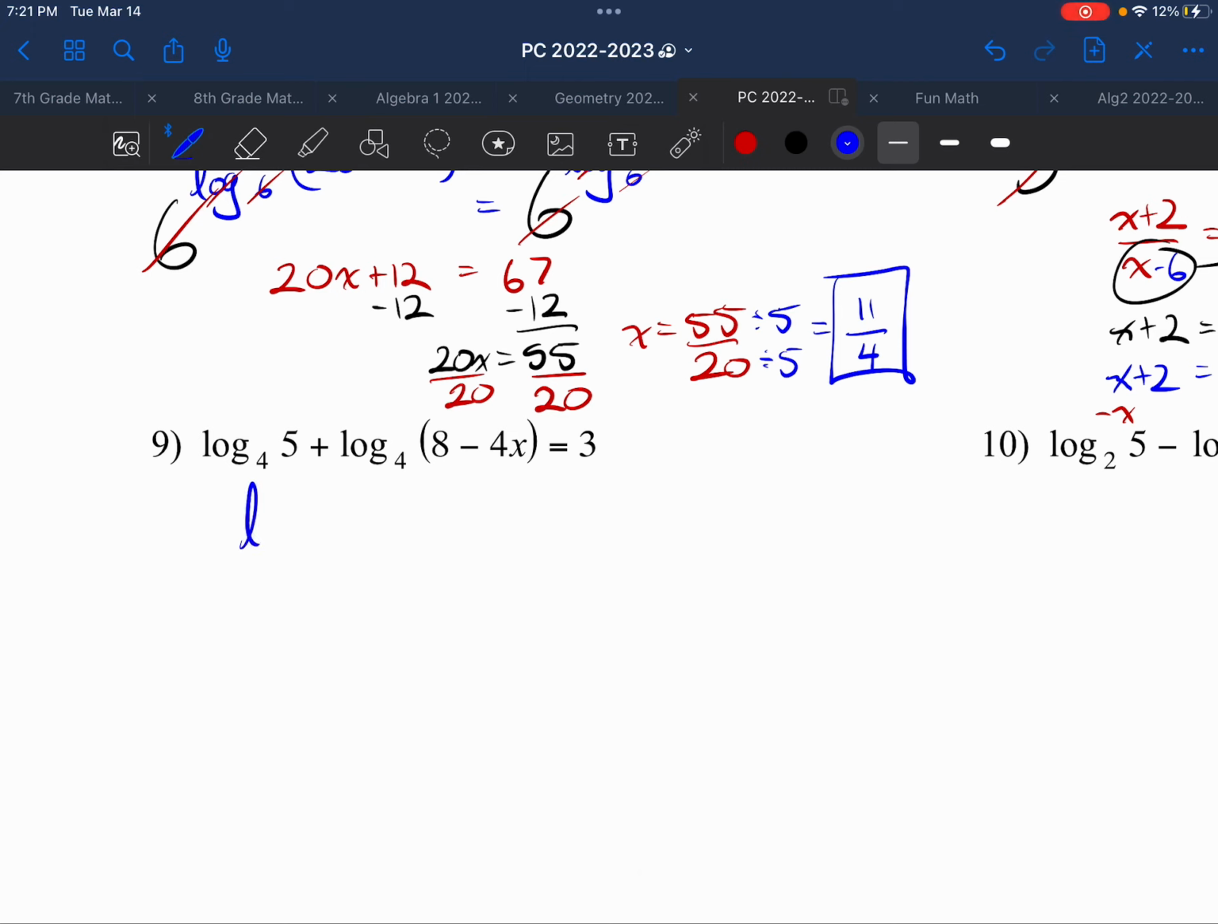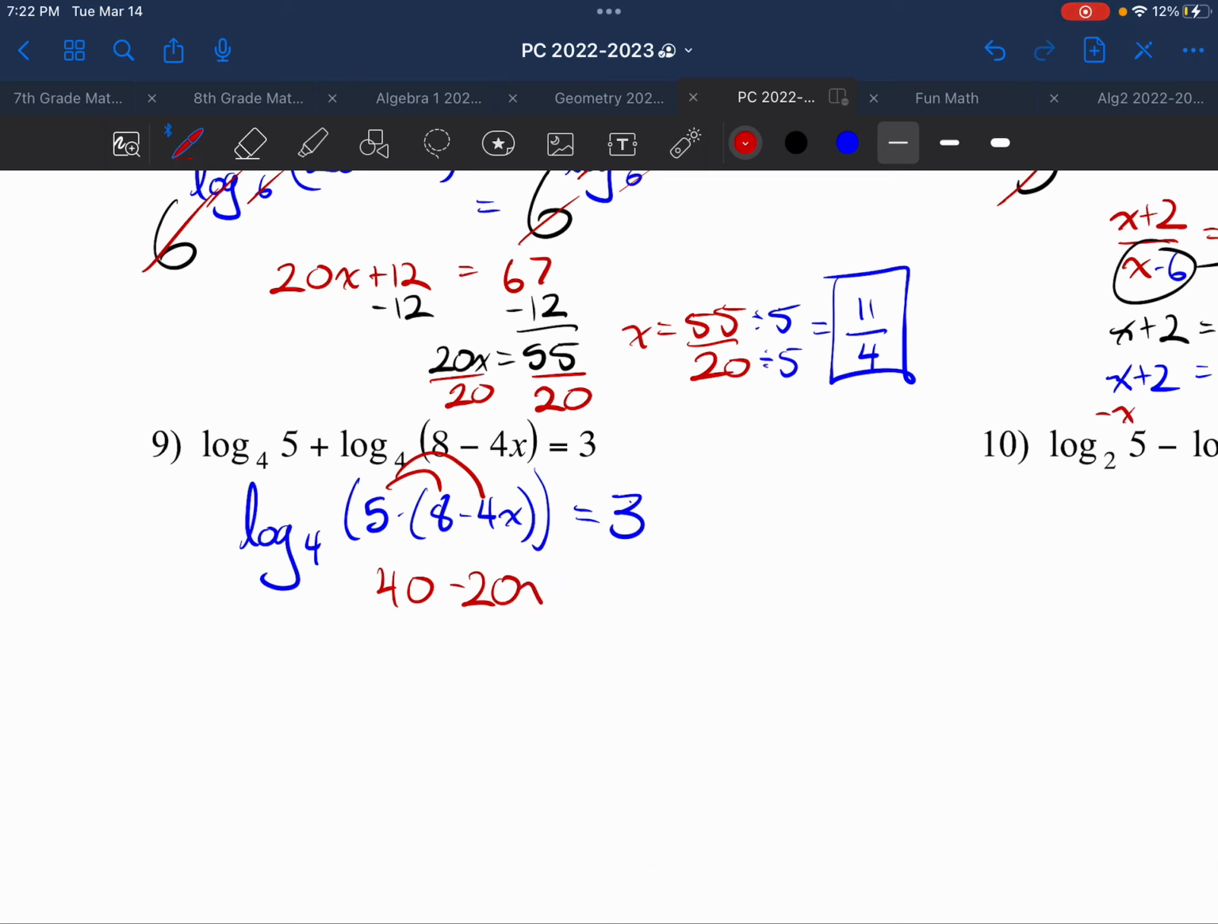Log base 4, all right. Log base 4 of, okay, there's addition happening on the outside, which means multiplication on the inside. So 5 times the quantity of 8 minus 4x. I didn't really need the dot right here. If there's no symbol, you assume that's multiplication. I do need to distribute 5 times 8, which is going to be 40, and 5 times negative 4x, which is negative 20x. And this is still log base 4 of all of that stuff, which is equal to 3.